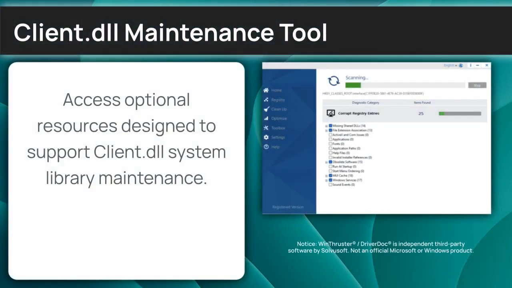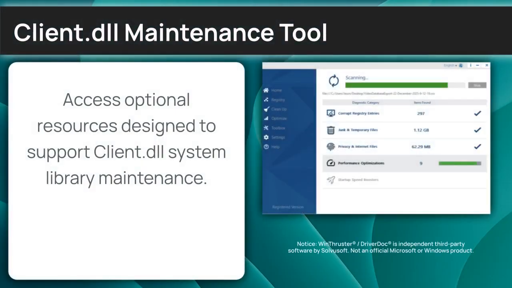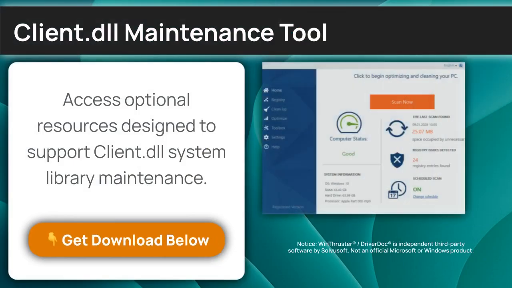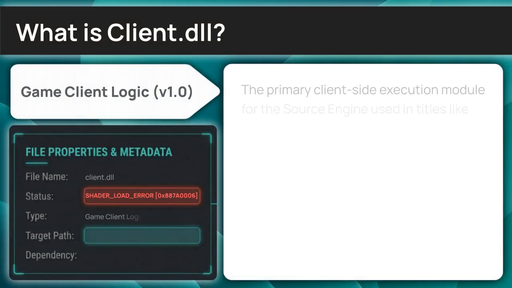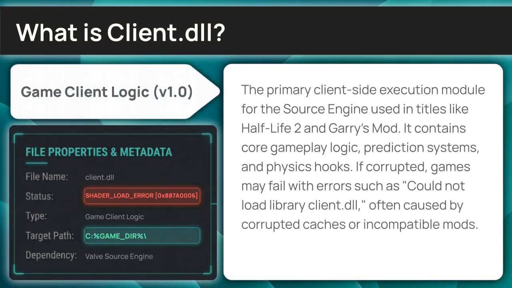To begin the walkthrough for client module, you can choose the manual path or use a resource designed for environment stability. This is the client module, the primary client-side execution module for the source engine used in titles like Half-Life 2 and Garry's Mod. It contains core gameplay logic, prediction systems, and physics hooks. If corrupted, games may fail with errors such as could not load library Client.dll, often caused by corrupted caches or incompatible mods. Now that the background is clear, let's walk through the actual installation steps.